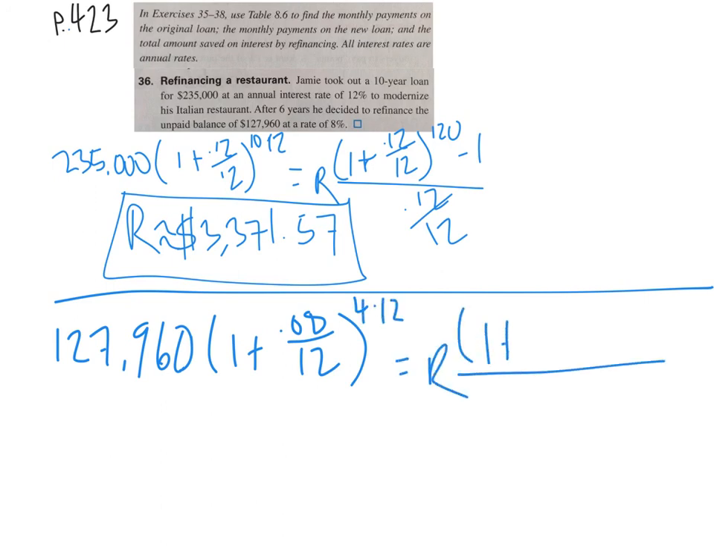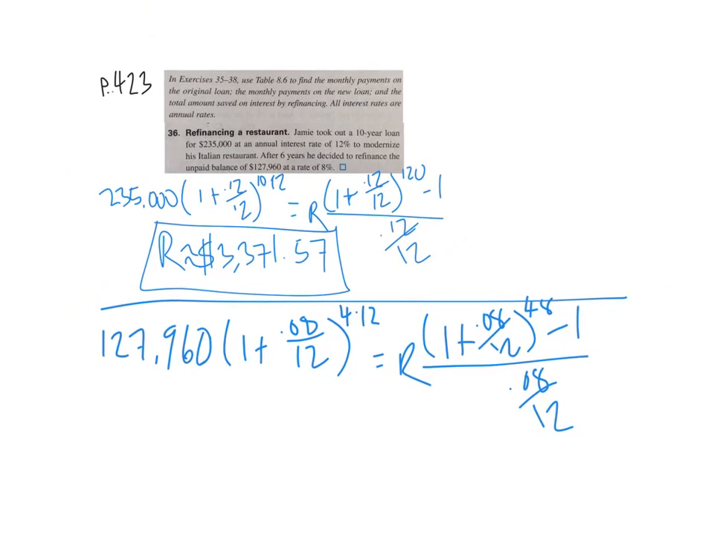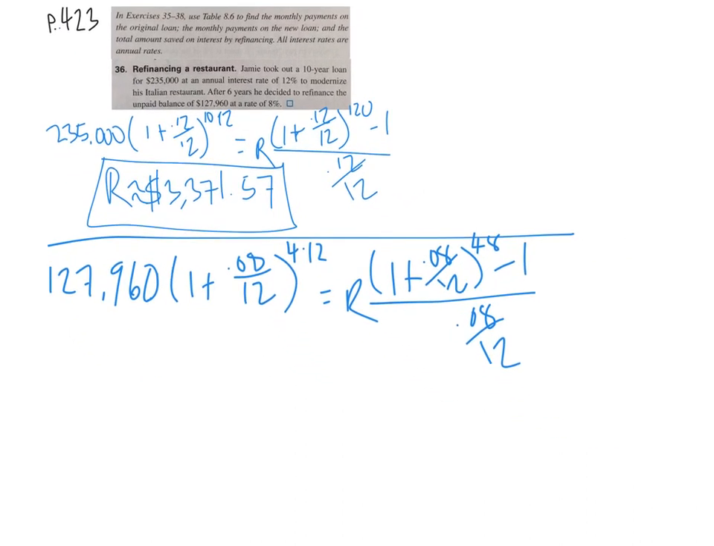Then on the other side, same thing. This is 48, I said. There we go. This is what the problem looks like in the formula. So all the pieces are correct and set up in the right spot. Jump to your TVM solver, plug everything in, and this time you should get a monthly payment of about $3,123.89.